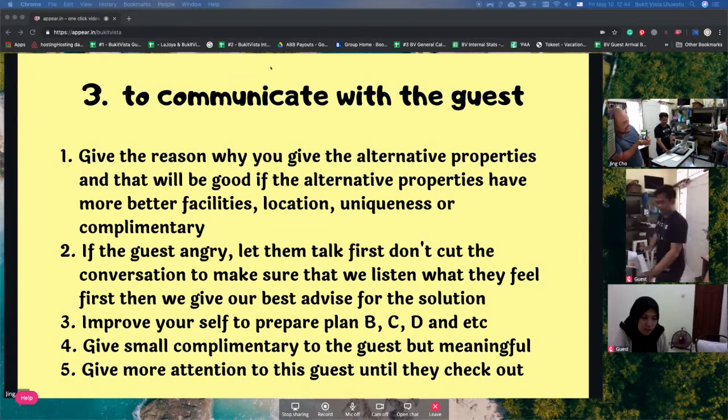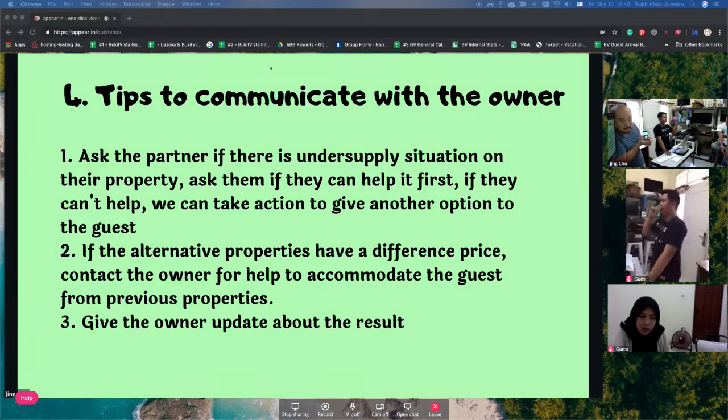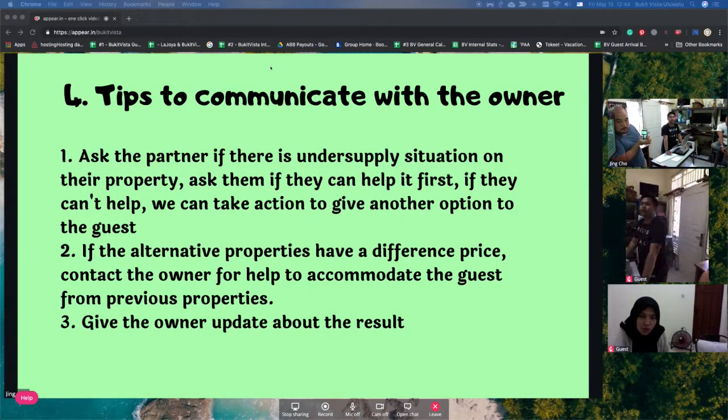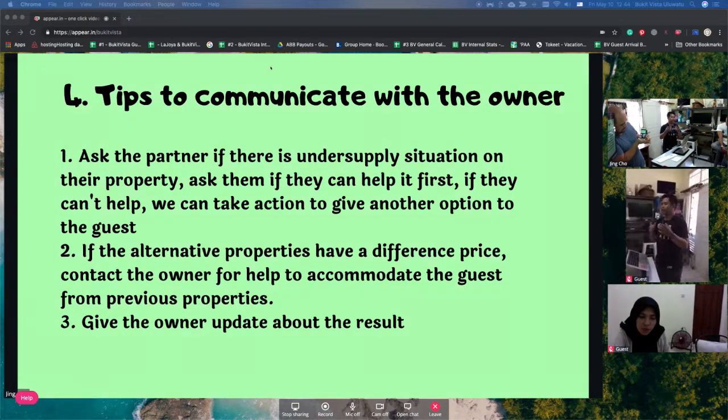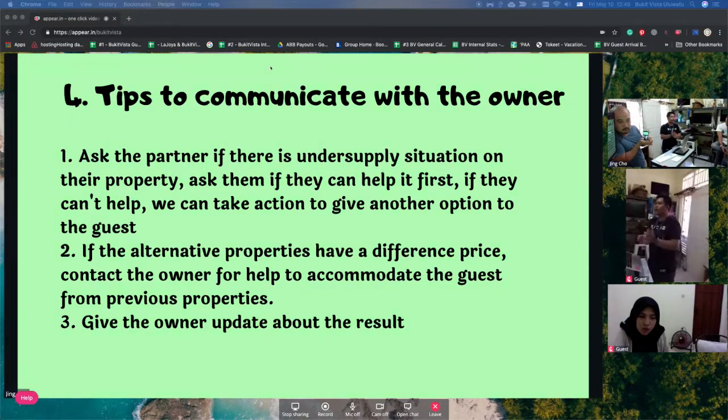And then the fourth one is tips to communicate with the owner when there is overbooking. Ask the partner if there's an undersupply situation on that property. We always communicate with the partner as well: hi, we have an overbooking situation here. The partner has to know as well, so they will be aware, and in the future they can improve. Not only us improving, but they can also improve.